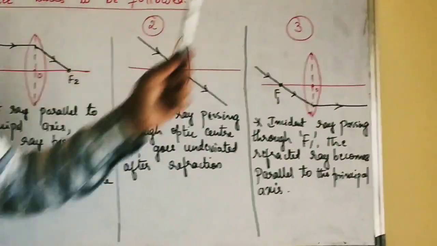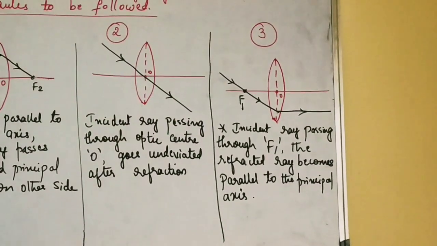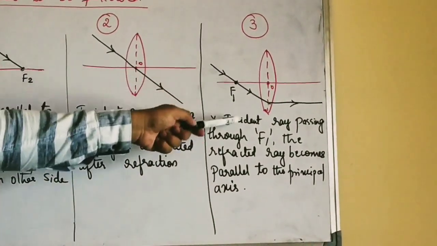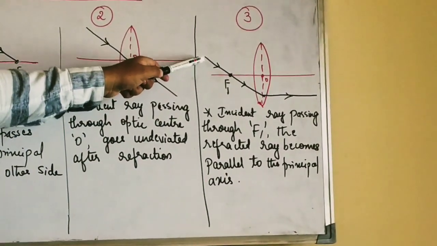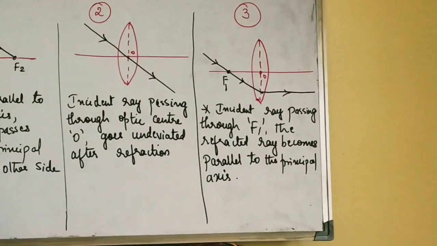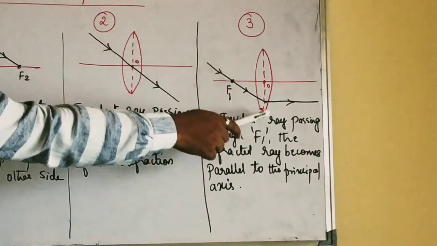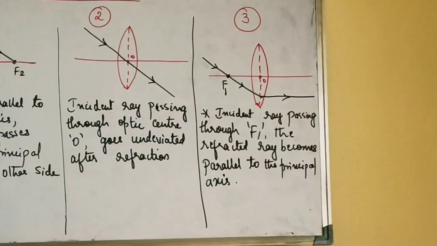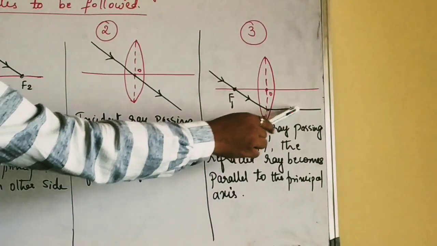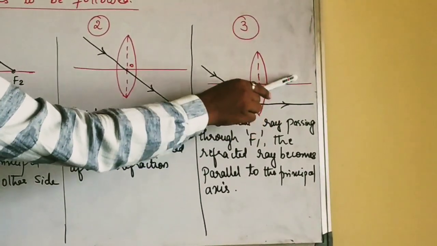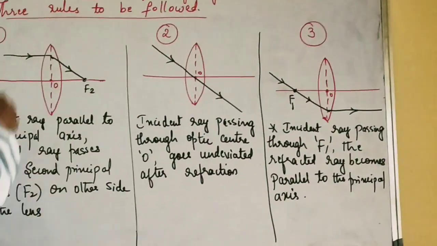Now coming to the third rule. In the third rule, there is a convex lens and there is the principal axis. To the left side you have the first focal length, F1. Now, the incident ray is again incident obliquely and it is passing through the first focal point and is incident on the interface between the two mediums, that is air and glass. Glass means lens. Now, you can see the refracted ray. The refracted ray is going parallel to the principal axis. So, this is exactly the opposite of the first rule.